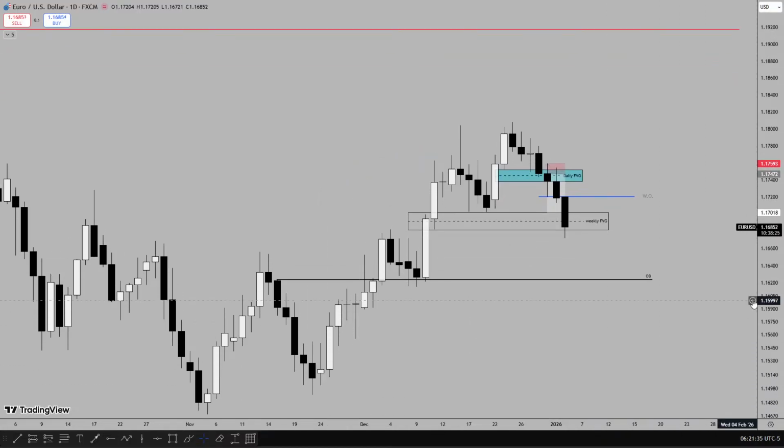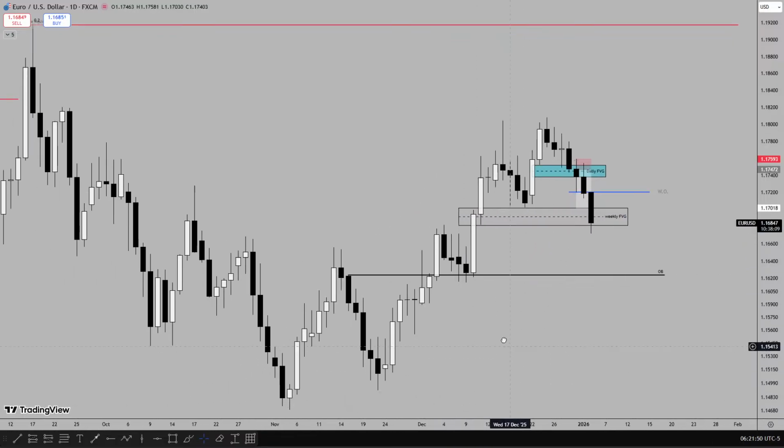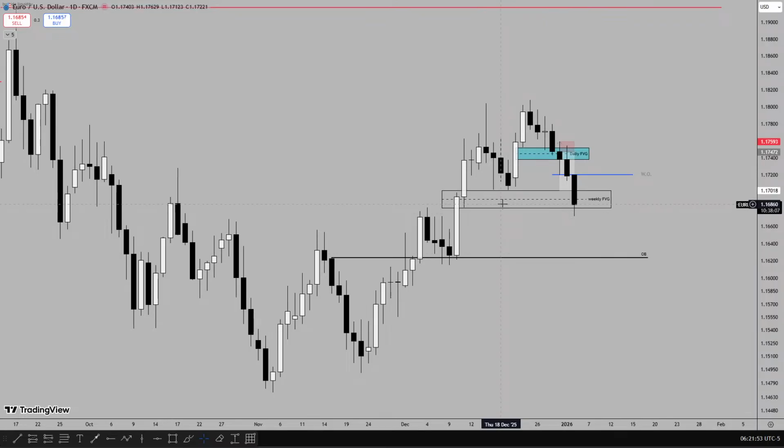On the daily time frame, price took out the swing low, leading to a shift in structure. And after the shift in structure, price traded through the weekly fair value gap. So you can see structure wise it is aligned with the dollar index.